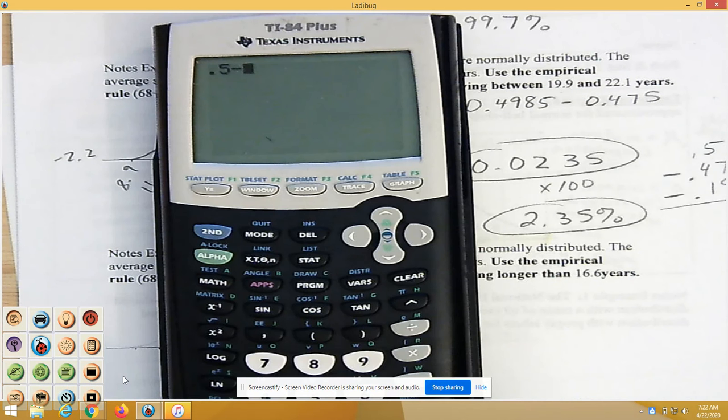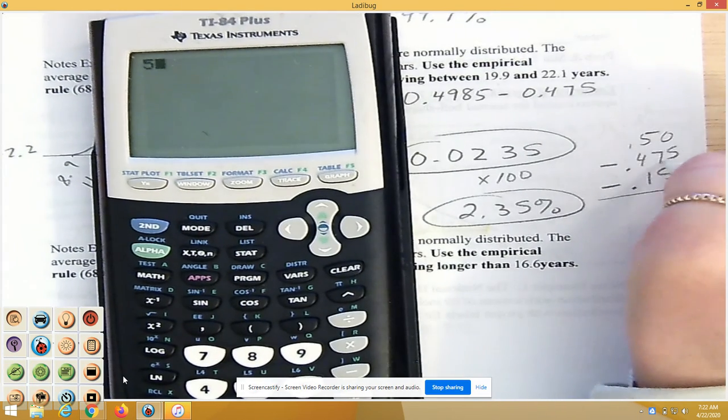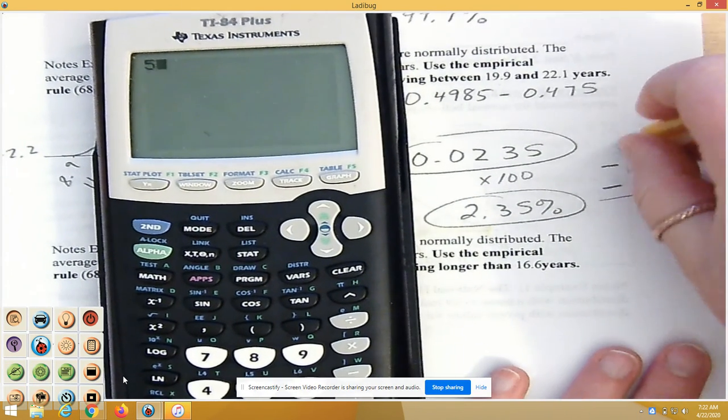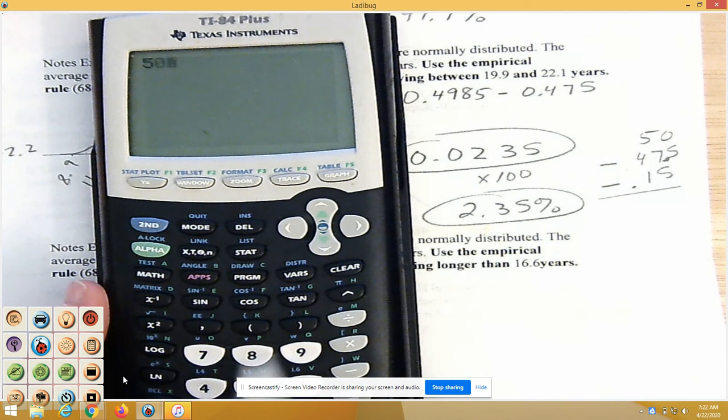Oh, I'm not in the right unit, sorry. All right, so this is doing 50, so this is 50%, and then, so this was as a percentage. Or I could have done this as 0.0015. So 50 minus 47.5 minus 0.15. So that's as a percentage I can do it. Or I could have done 0.5 minus 0.475 minus 0.0015, and I can show you that too. So 0.5 minus 0.475 minus 0.0015, and I get the same thing. So this one's as a decimal, the 0.0235, and then this one's as a percentage. Okay, so you can get it either way.